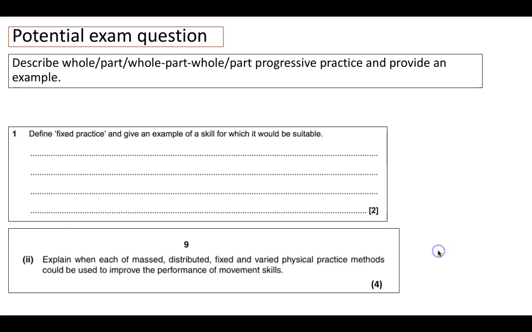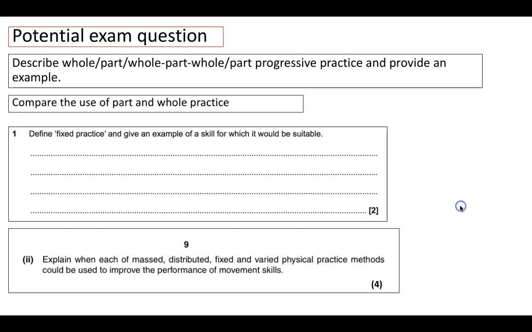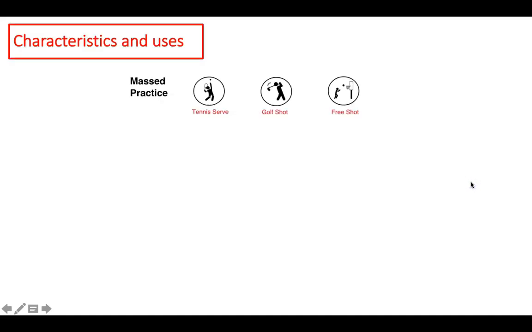And don't forget, we had the other two questions that potentially could come up with regards to whole part, whole practice, part practice, and part progressive practice. You'd have to compare as well, so part and whole. And today we're looking at the other types of practice. So to begin with, characteristics and uses of massed practice.